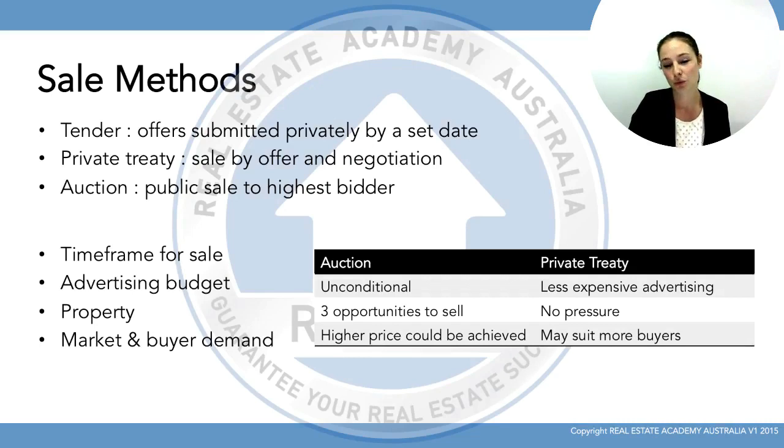It also may suit more buyers. With an auction, buyers obviously have to purchase unconditionally, so there may be some buyers who can't necessarily do that. They need to get further approvals from the bank once they've found a property, or they're not comfortable with spending the money on a building and pest inspection prior to going to auction, when they might not even win the property. So you may open the home up to other buyers if you're doing a private treaty sale as well.